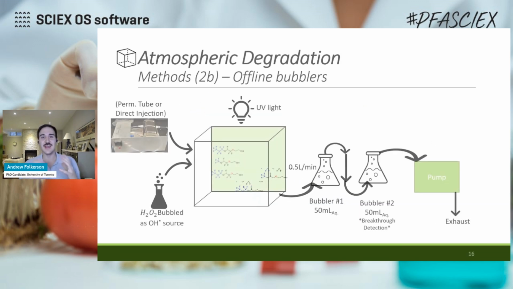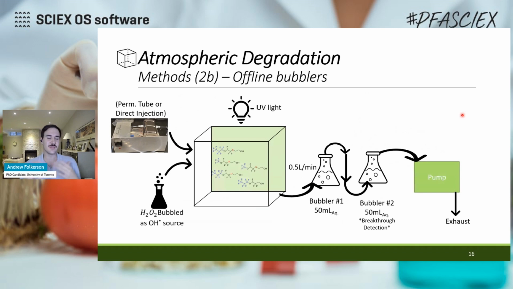But like any good analytical chemist, we need numbers. Colorful traces are one thing, numbers are another thing. So back to the experiment, same setup, throw it in, react it. But this time we're going to trap that air as it comes out in water, pretty much aqueous bubblers.